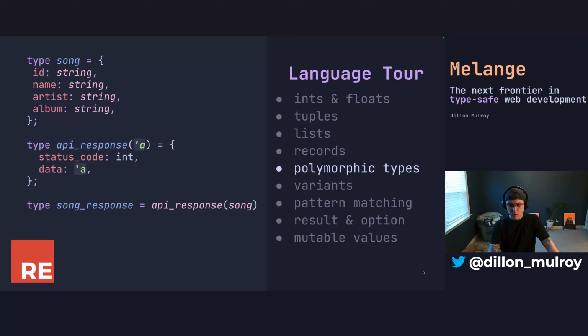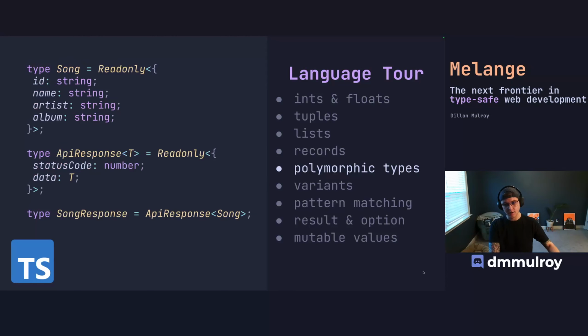Again, should have highlighted this earlier. Then we say we have our type song response, and we can use our polymorphic type that we just described. We can pass our song type in, and then we have a song response type.